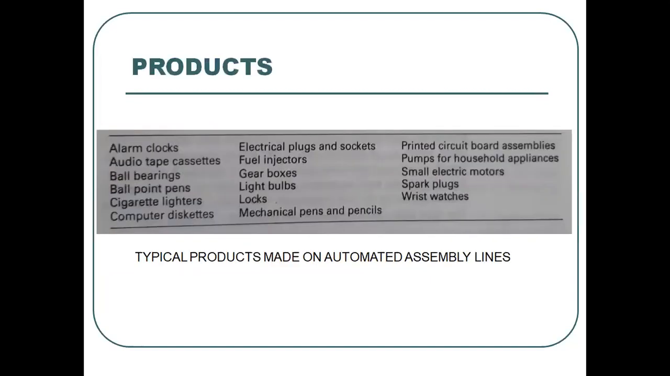These are products made on automated assembly lines. Printed circuit boards are quite common, and electrical plugs and sockets, ball bearings, mechanical pens and pencils, gearboxes, locks also. So these are the products being made on automated assembly lines.